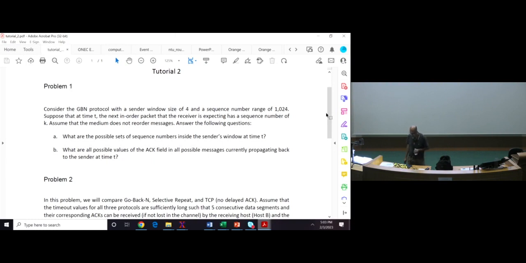Okay? And then it says, suppose at time t, the next in order packet that the receiver is expecting has a sequence number of k. Assume that the medium or the channel or the link does not reorder messages. So if you send packet 1, then packet 2, packet 1 will always reach before packet 2. Okay? Things go in sequence. Then we want to answer the following questions. Question A says, what are the possible set of sequence numbers inside the sender's window at time t?